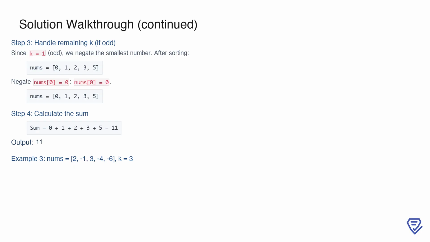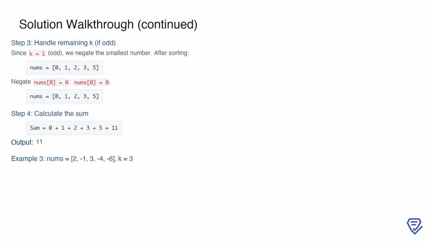With no further operations needed, we now calculate the sum of the array. Adding the elements together, we get 0 plus 1 plus 2 plus 3 plus 5, which equals 11. Therefore, the output for this example is 11.